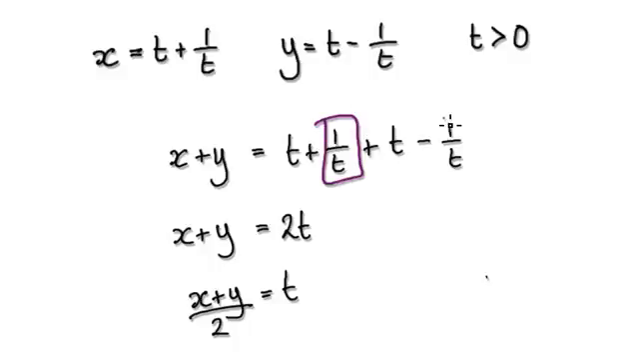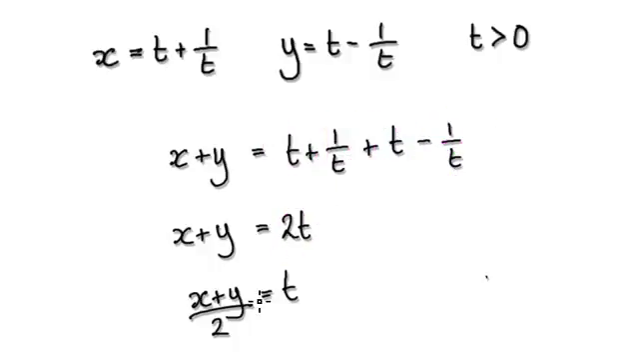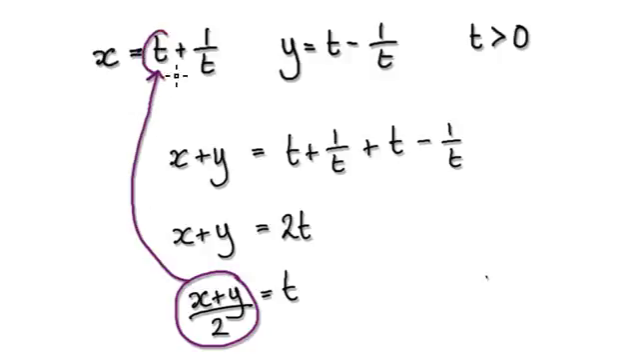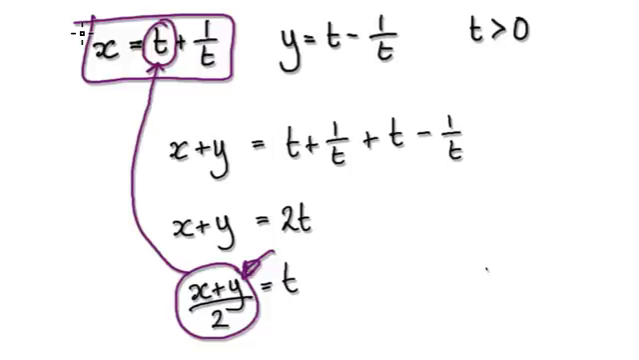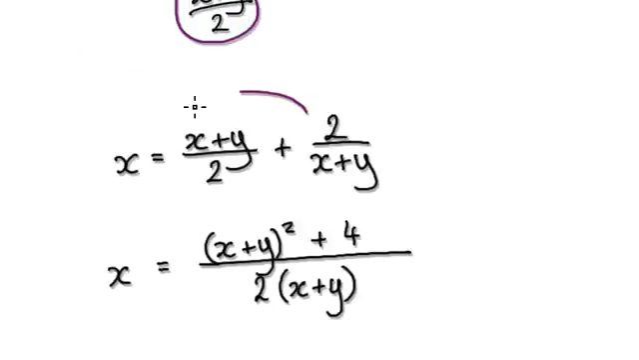Now these two being exactly the same, they will cancel each other out, leaving you with 2t. Now divide both sides by 2. That will then give you t equals this. So we can then put this into the t, and then 1 divided by t is really the reciprocal of this. So this thing here will then become this.